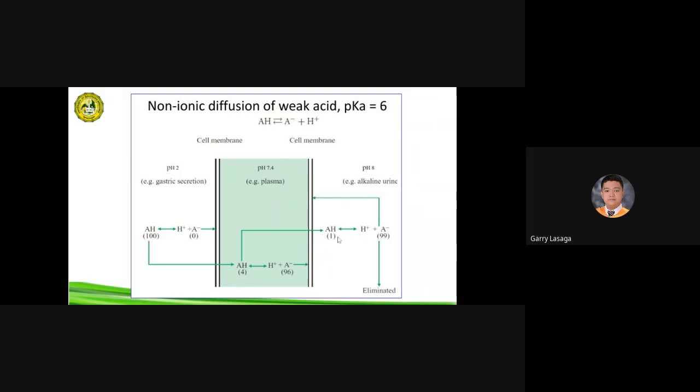So in the urine, since the urine has a basic pH, the ionized form of the weak acid drug will predominate. So the ionized form will not be able to pass through our membrane. So it will not be reabsorbed in the body, so that most of it will be eliminated or excreted from the body through the urine.